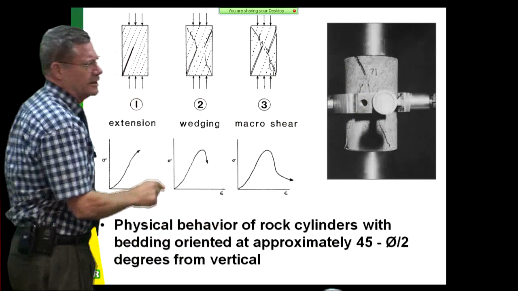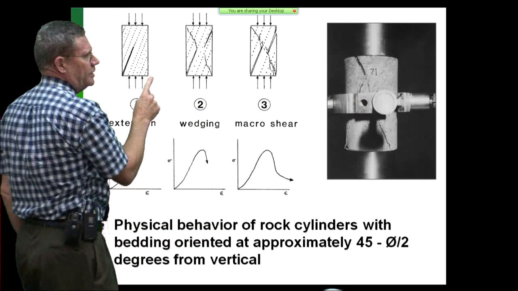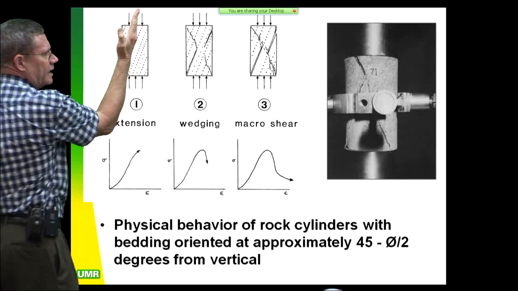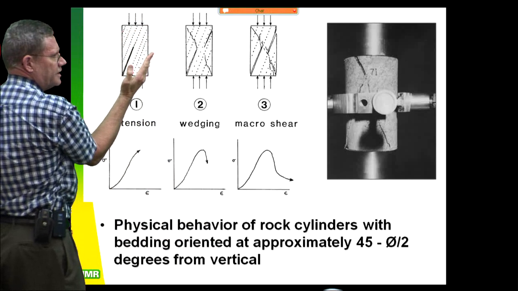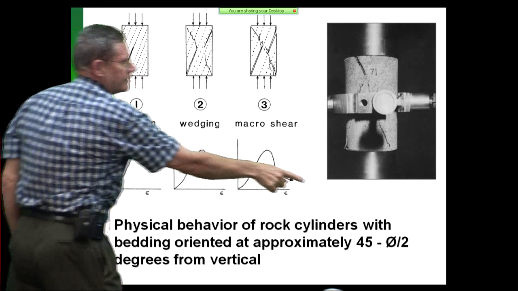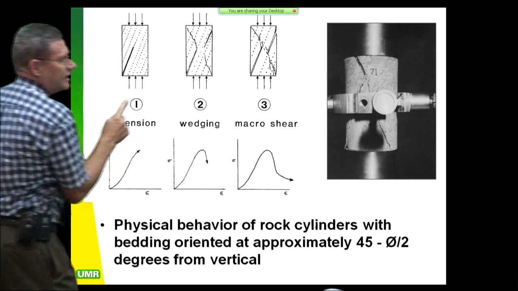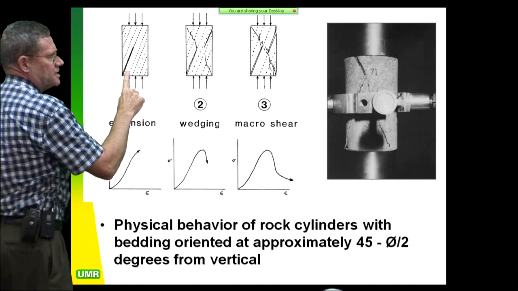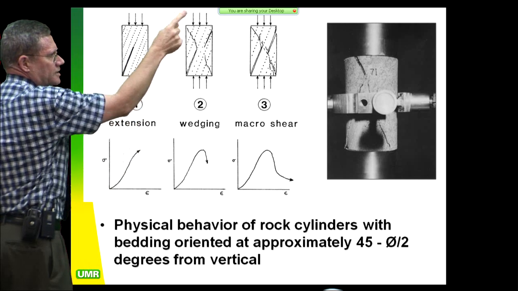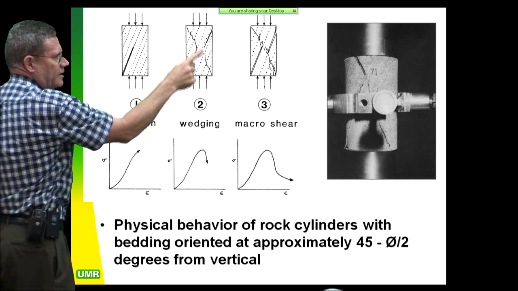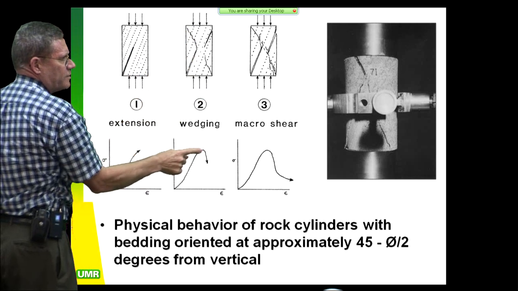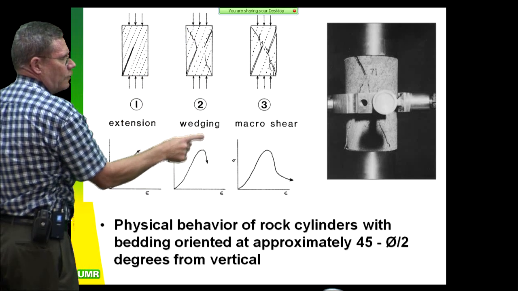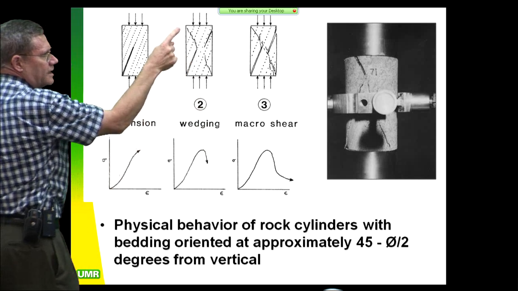Here's what I'm trying to show you, okay? So here's a sample where I'm working with the bedding being about 45 minus phi over 2, right there. And here I start loading it, and when I start loading it, I'm going to get an extension fracture starting here and going up, or starting at the top coming down. And in the middle of the test, I've reached maximum strength. I'm starting to get wedging. Here's what the sample looks like.